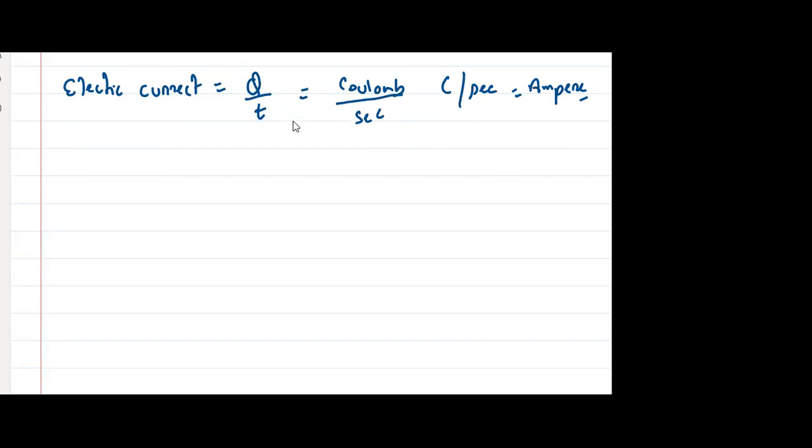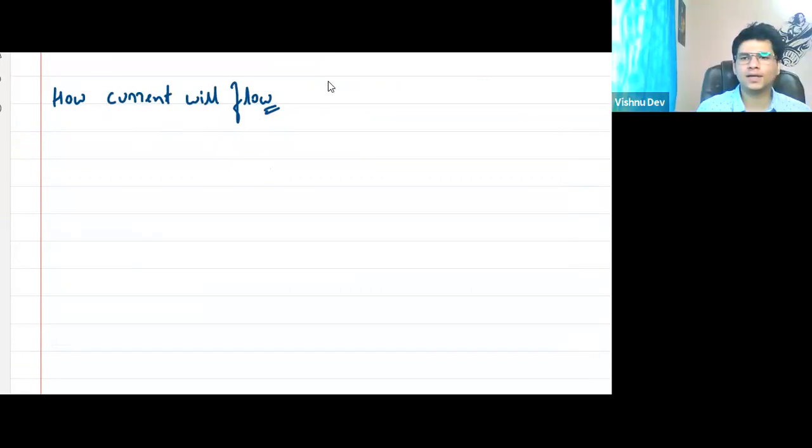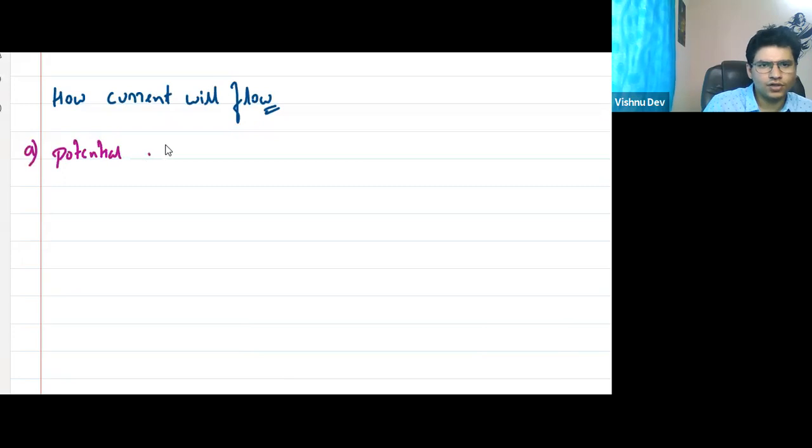Now I understand what is potential and what is current. My next question would be: how will current flow? What is the condition for current to flow? Yes, potential difference. Very good. So condition A: potential difference should be there.